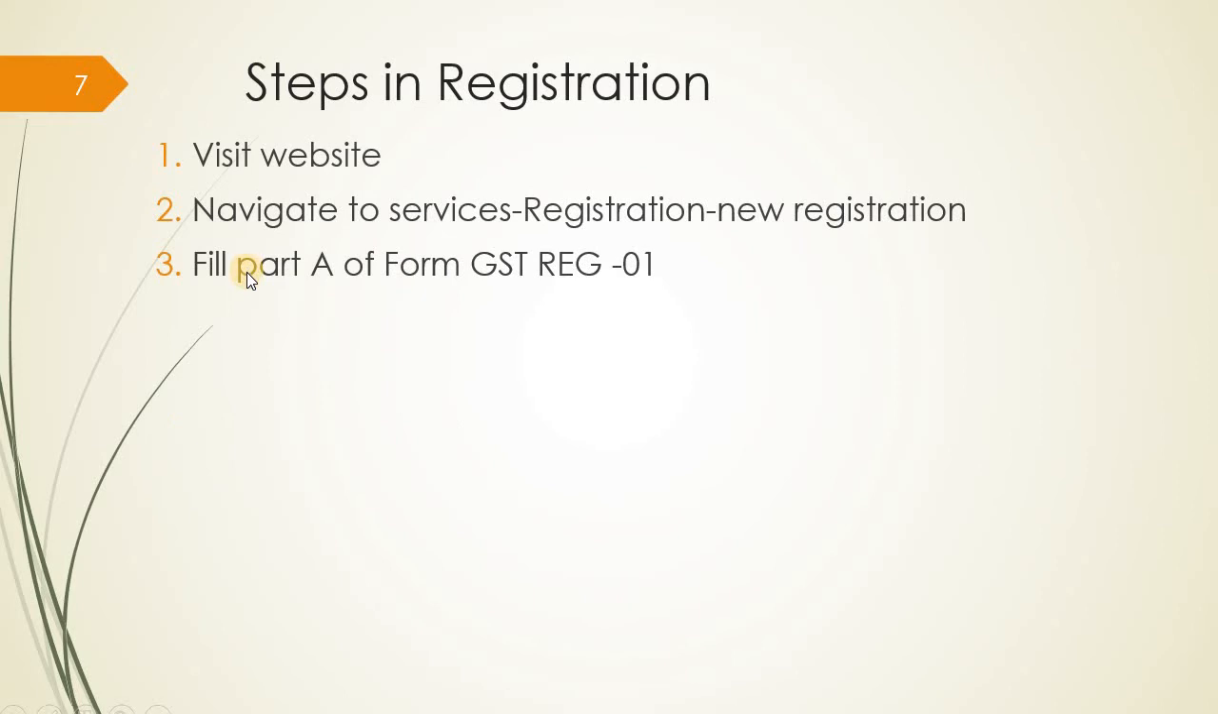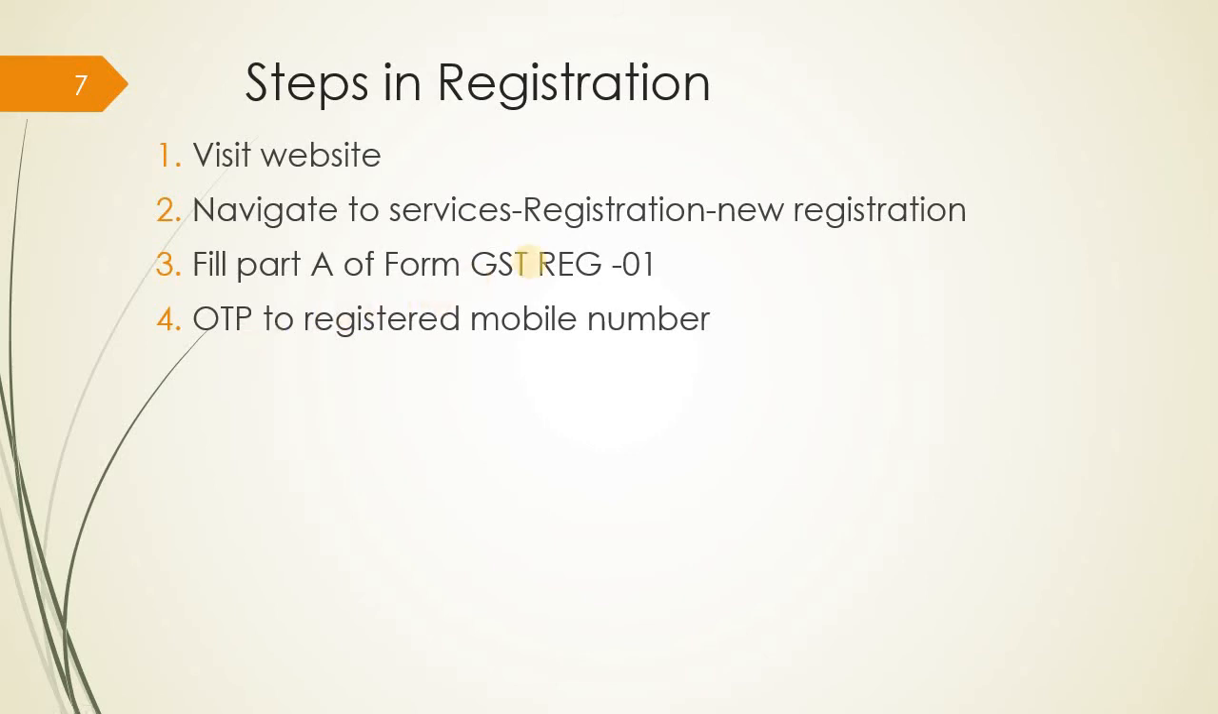Then the third step is, after you click new registration, automatically the form GST REG-1 will appear. That is, Part A of the form GST REG-1 will appear. So you have to fill Part A of the form GST REG-1. Then after filling Part A of REG-1, you will get an OTP. Automatically you will get an OTP.